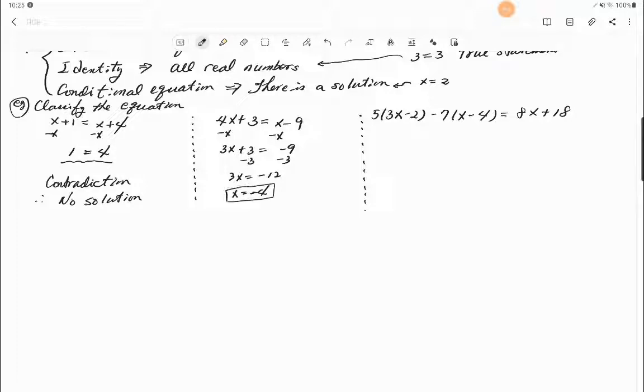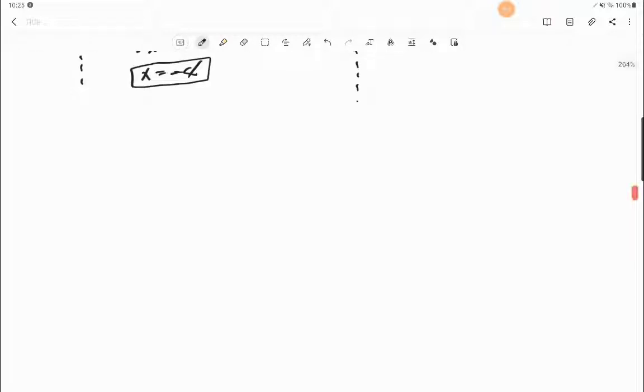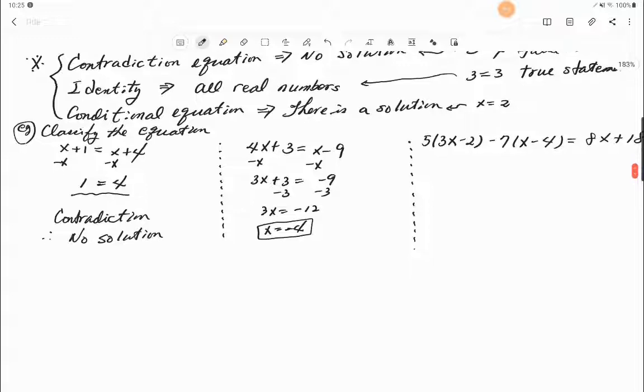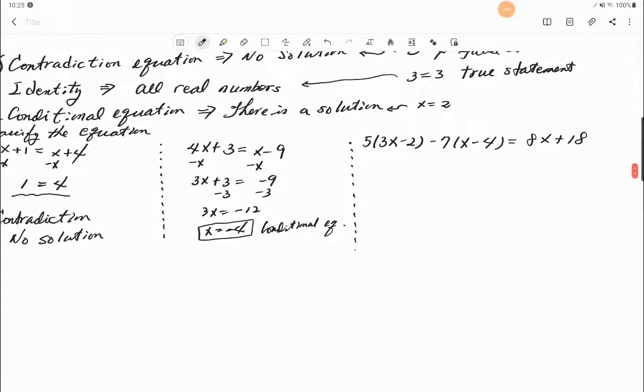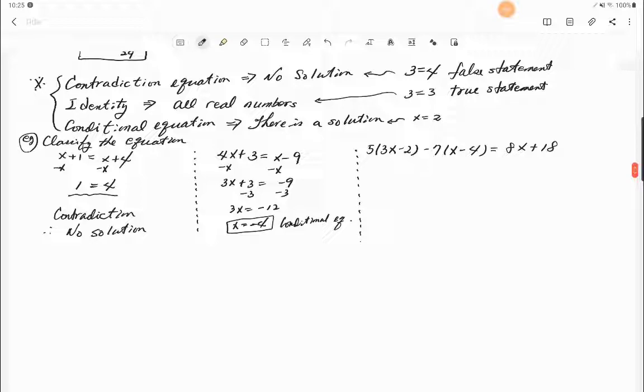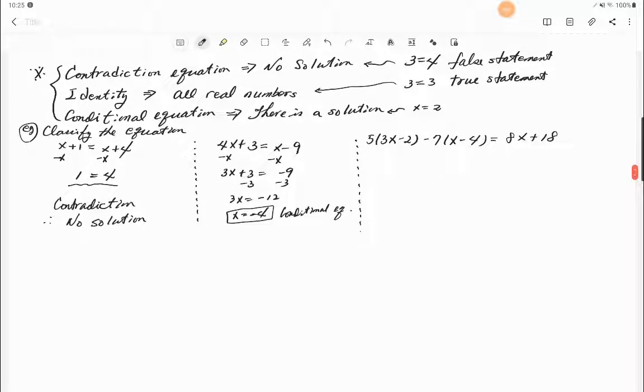This is a solution. So this is a conditional equation. Conditional equation. Okay, next one. Then probably this is identity, right? It looks like the third one is identity, but let's try.